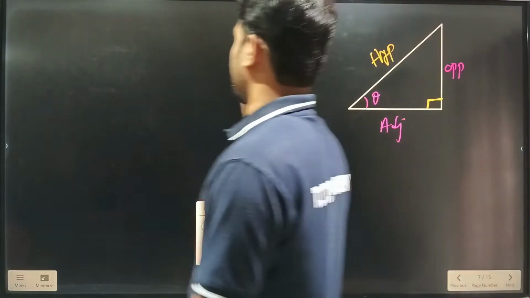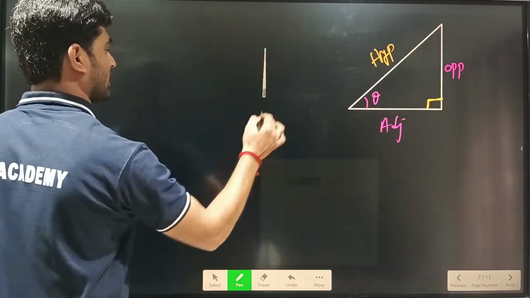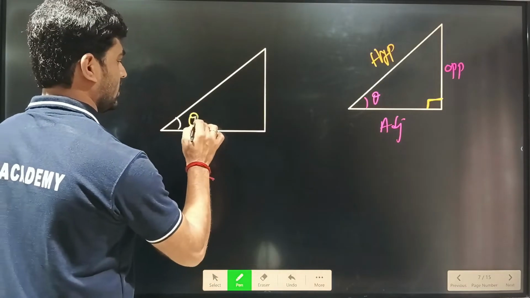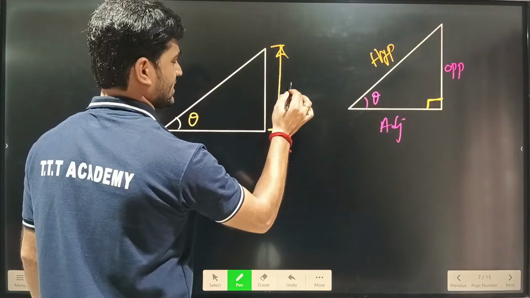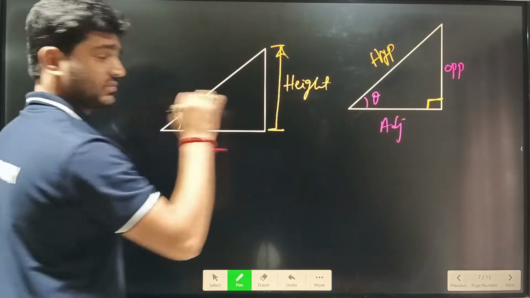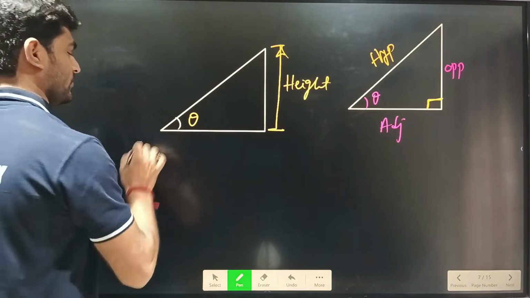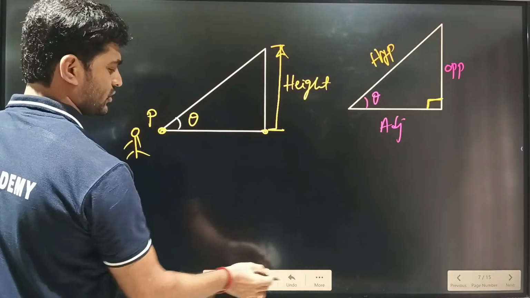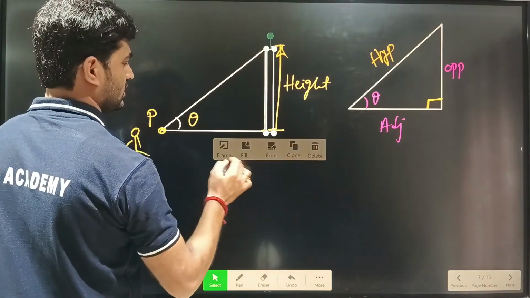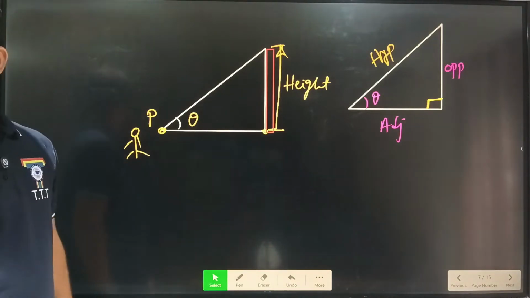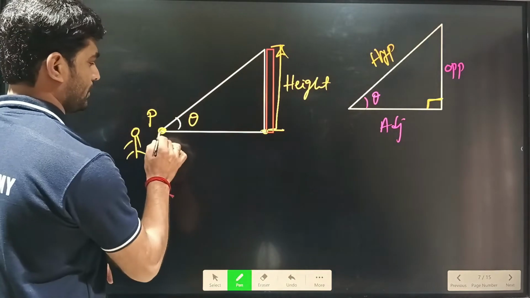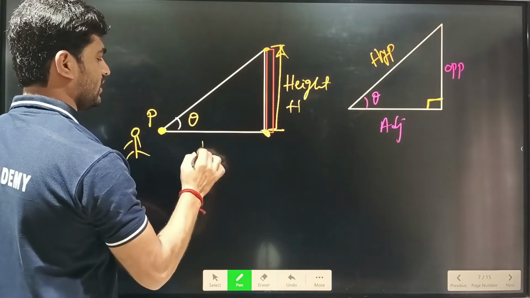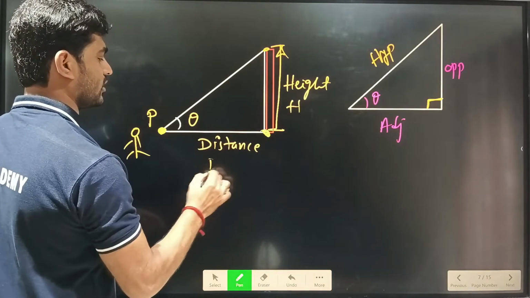So, dear students, for tan theta, let me consider one more right angle triangle, expressed with respect to the height and distance concept. Suppose this is an angle theta; for this theta the opposite side is the height, and this will be the base. Or from a specific point P, suppose this is a building, and the height of the building is H. From the point P, this is a distance, let's call it D.